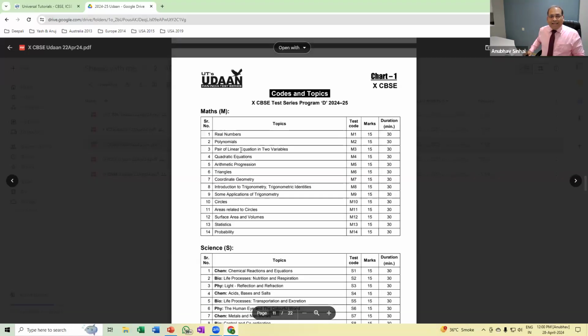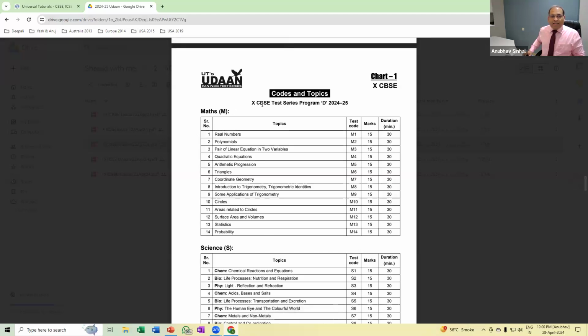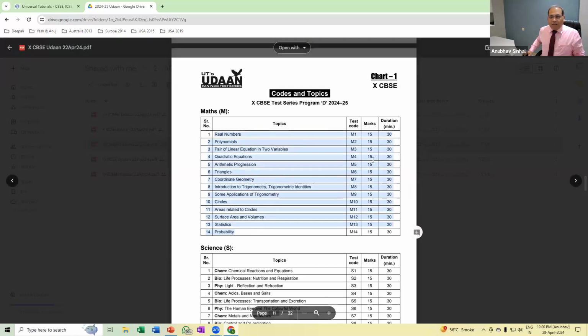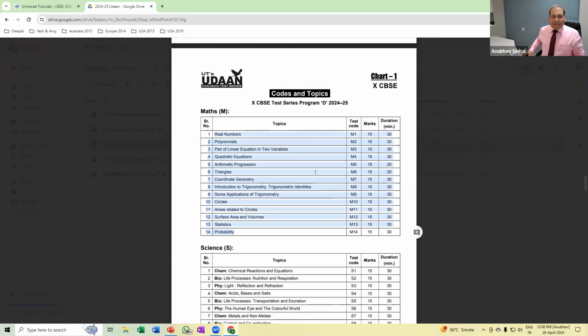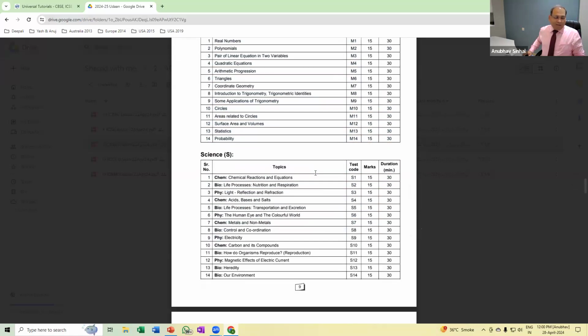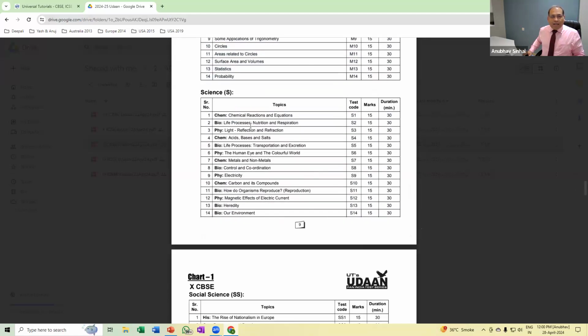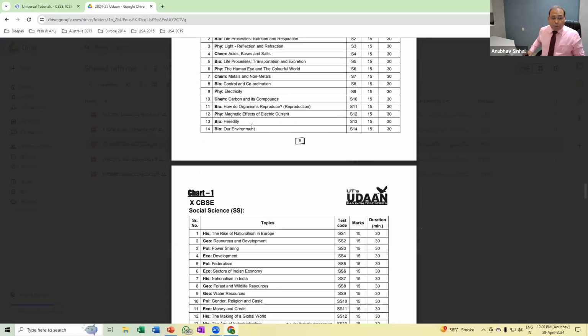So ये मेरी 10 CBSE की booklet है. So do you see over here? These are the chapter wise tests. 10 CBSE में कितने total chapters हैं? These are the chapters. 14 chapters हैं. Each chapter is given a code. M1 to M15 marks, और आधे घंटे के test. Similarly, science में है. And it's given a code science S1 to S14. अलग-अलग chapters हैं, chemistry, bio, physics के. These are mapped with your textbook.